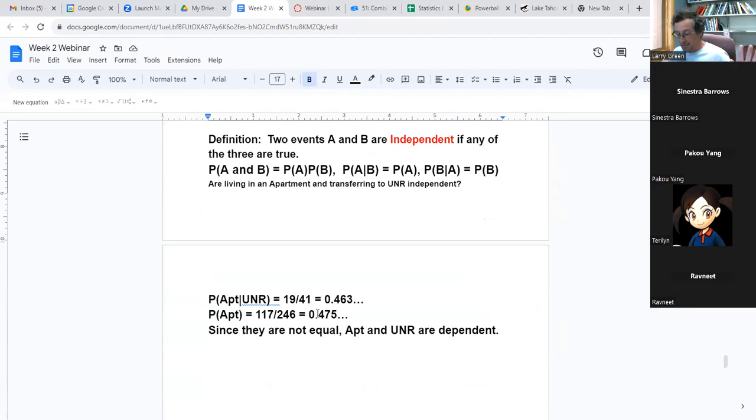Okay, let's do another one just as ideas. Let's suppose A is the event that somebody has at least a bachelor's degree, and let's say B is the event that somebody makes at least $100,000 a year. Are they independent? What do you think? So A means they have a bachelor's degree at least, and B means that they make at least $100,000 a year in their job. Independent or dependent? What's your guess?